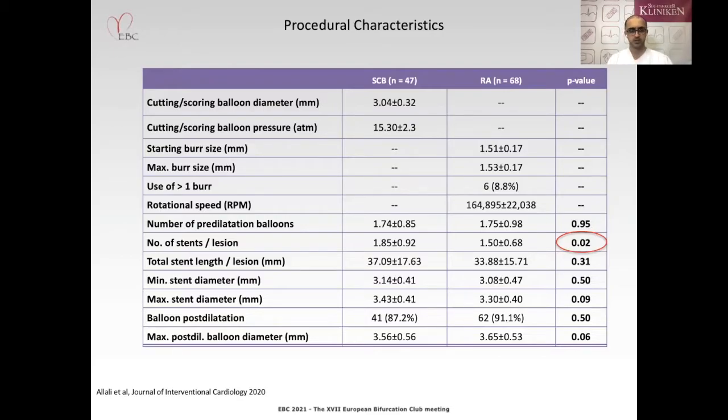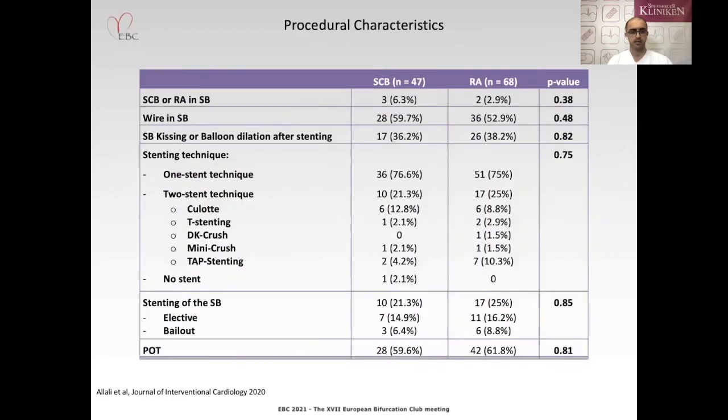Concerning procedural characteristics, we observed more implanted stents per lesion in the scoring cutting balloon group. Other procedural characteristics were comparable. And concerning the bifurcation treatment, as you can see, kissing balloon dilatation in the side branch was performed in about 1/3 of the included lesions. We performed mainly 1 stent technique, and the most used 2 stent technique was culotte stenting.